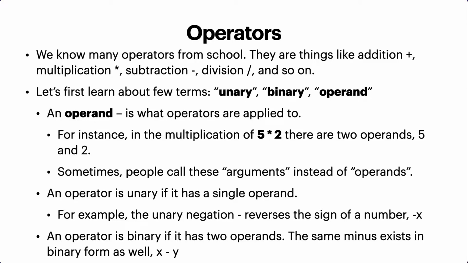An operator is binary if it has two operands, just like in the above example. So we have two operands and one operator, so it's called a binary operator. And the same minus exists in binary form as well. So we can also use the plus operator or the minus operator, whatever we want. This is basically what we call a binary operator.